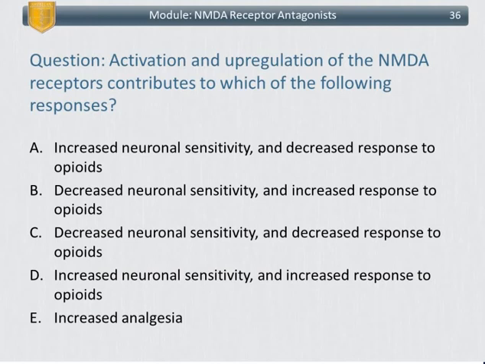E, increased analgesia. So the answer is that activation of the NMDA receptor leads to increased neuronal sensitivity and decreased response to opioids, also known as tolerance.